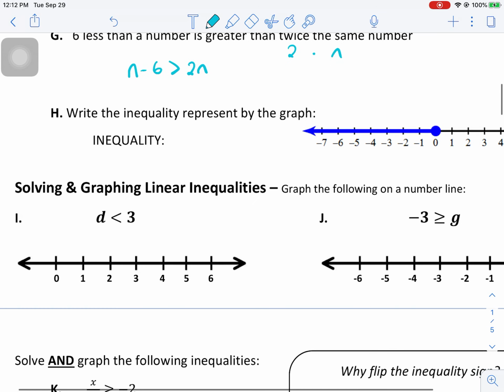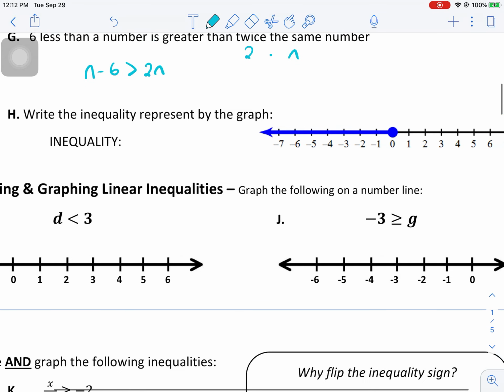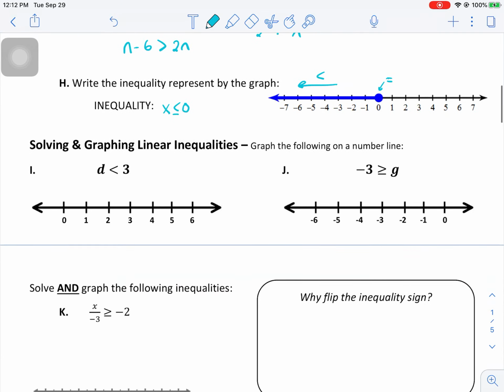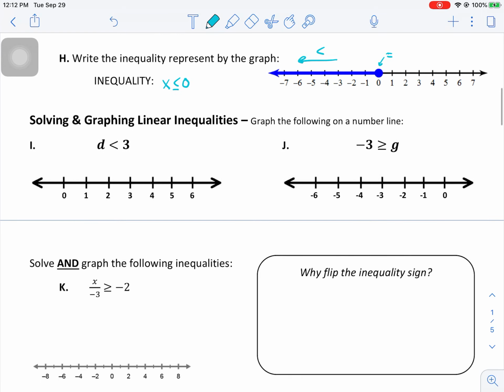Write the inequality represented by the graph. So in this case, we have a closed circle. We haven't talked about this, but closed circle means equal to. And then because there's an arrow to the left, that means it's going to be less than, right? So this is less than symbol. So then our x value, or what we want, x, is less than or equal to 0. Okay? So let's do some of these.